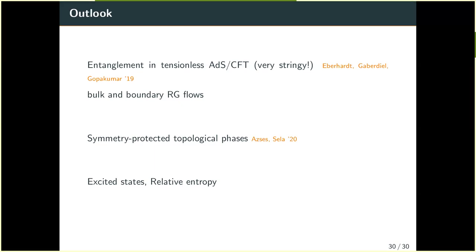Well, I can also turn on boundary perturbations on the disks. What does that mean for entanglement? And then you can look at these so-called symmetry-protected topological phases in more detail, or look at excited states, for instance. I only talked about the vacuum, right, so you may ask, what happens if you take some other state in the system? All right, that's what I have to say. Thank you so much.